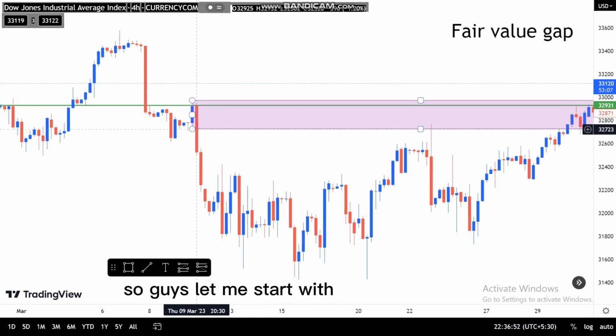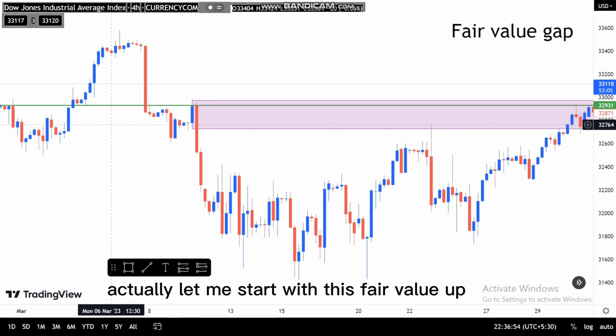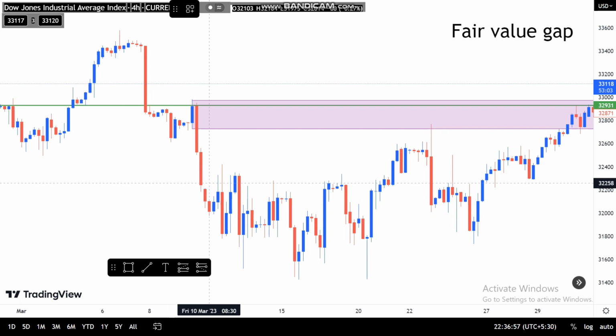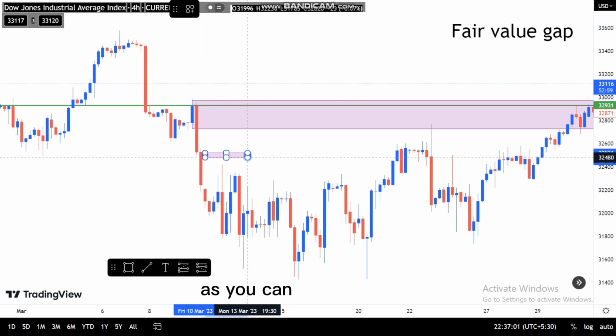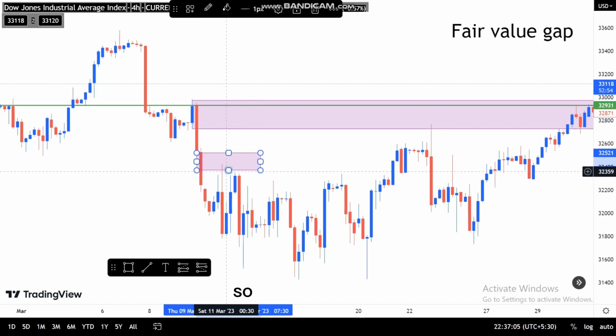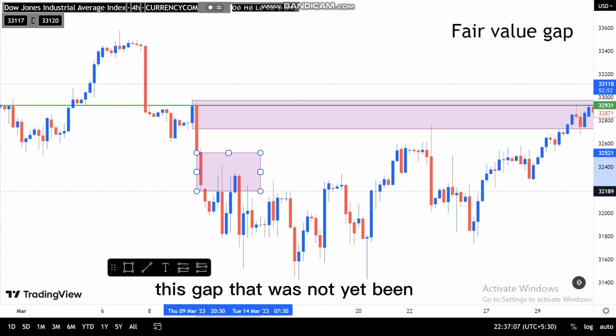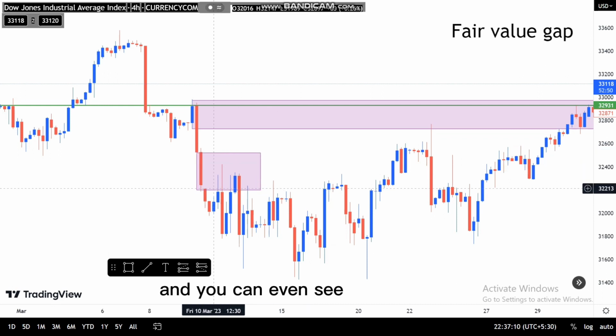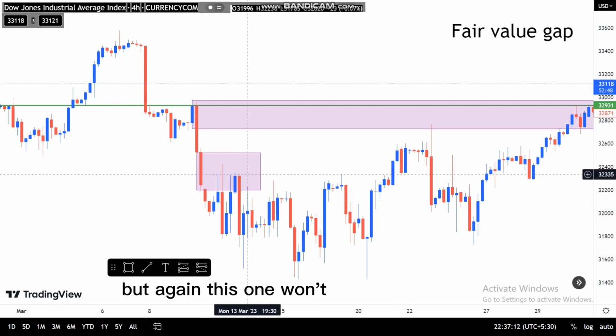So guys, let me start with this fair value gap. Actually, let me start with this fair value gap here. I don't want to confuse you. So the first fair value gap, this is what we had that had not yet been filled. As you can see right here, let me mark it out for you so that you can see it. So we have this gap that had not yet been filled, and you can even see price filled it, but again, this one won't really matter to me.